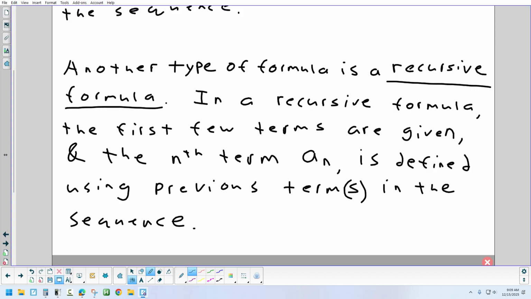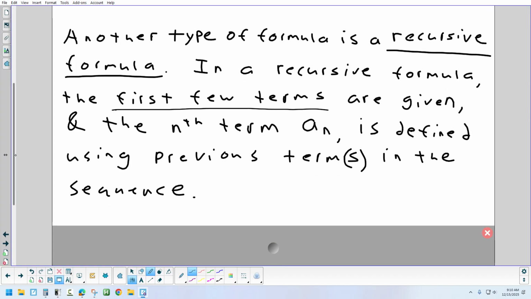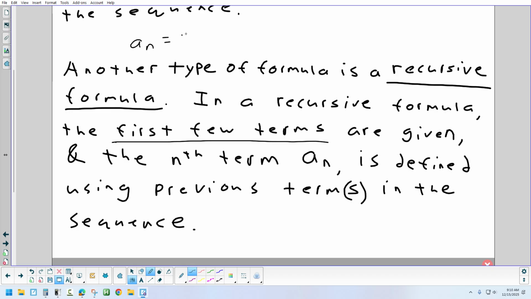The other thing is, in a recursive formula, I have to give you the first few terms in the sequence. Generally, the first 2, 3, 4 terms. In an explicit formula, I don't have to do that. I can just say to you, here's my formula, and that's it. I don't have to tell you the first term. You can figure out the first term. Plug in 1 for n, and you'll have it. But if I don't give you anything in a recursive formula, you wouldn't know where to start. So I have to give you something to start with.